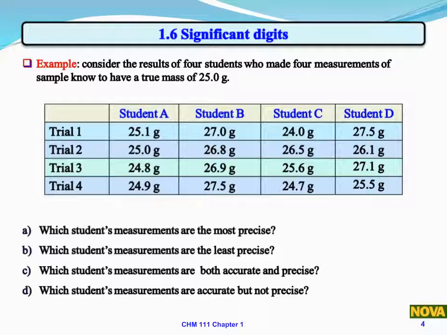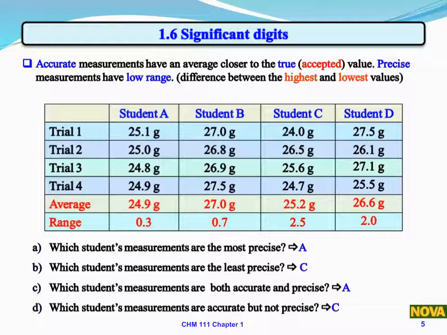Example: consider the results of 4 students who made 4 measurements of a sample known to have a true mass of 25.0 grams. Try to answer the questions based on the data shown on the table. Accurate measurements have an average closer to the true or accepted value. Precise measurements have low range. The range is the difference between the highest and lowest values in the set of measurements.